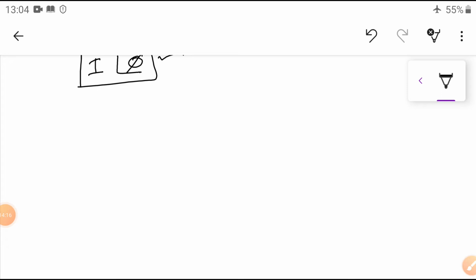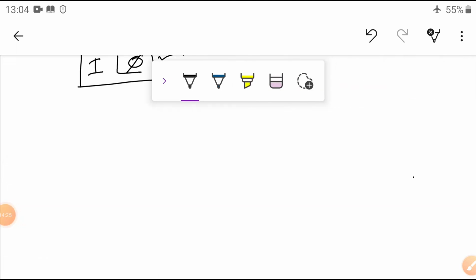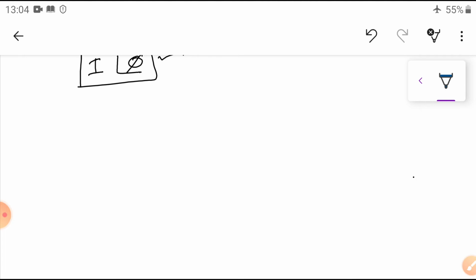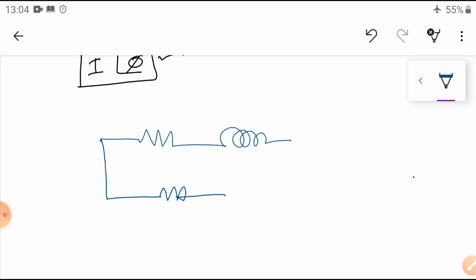Okay, now here is one problem given. What is that problem? One circuit is given: resistance, inductance, resistance, capacitance is given here.